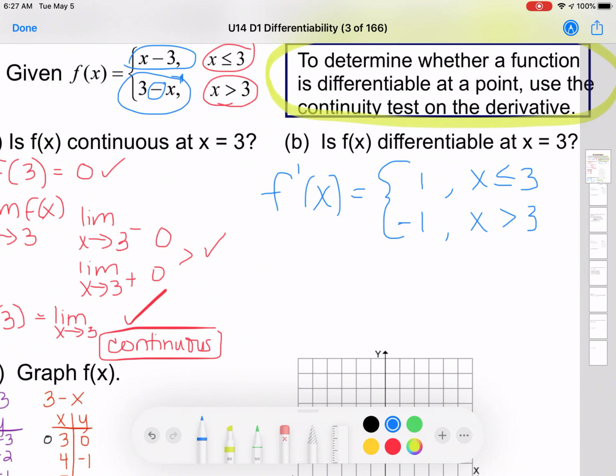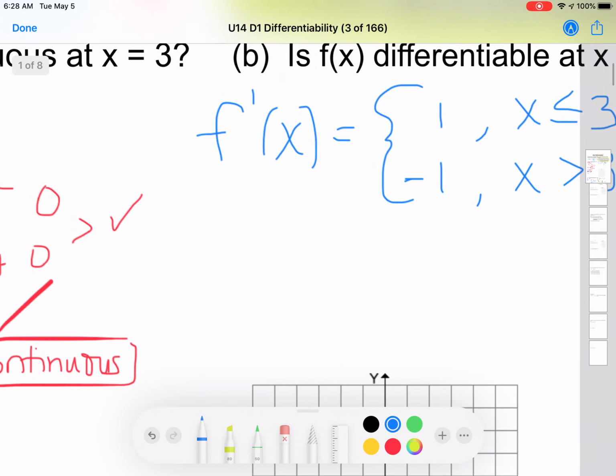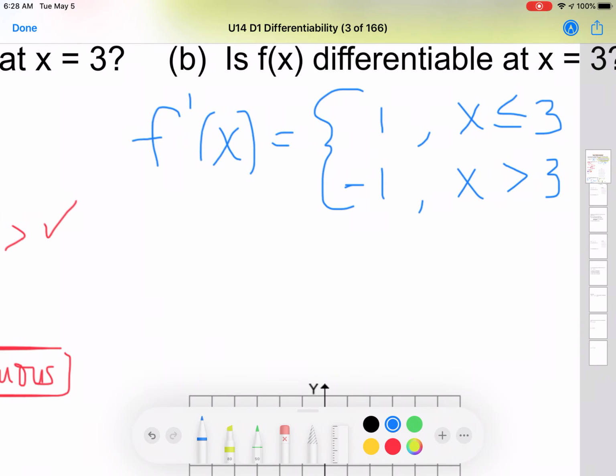So now that's my derivative, and now I'm going to do the continuity test on that at x equals 3. Does a function value exist? I would use this domain, where x is less than or equal to 3. So my answer is 1. So a function value does exist. Now we'll find the limit as x approaches 3.